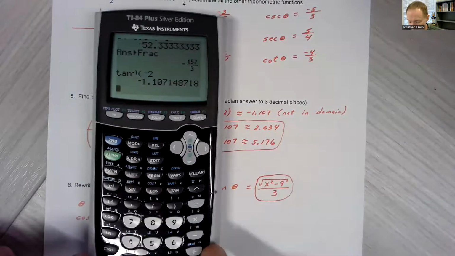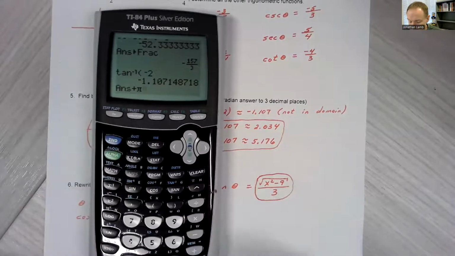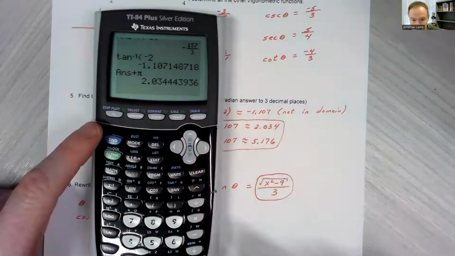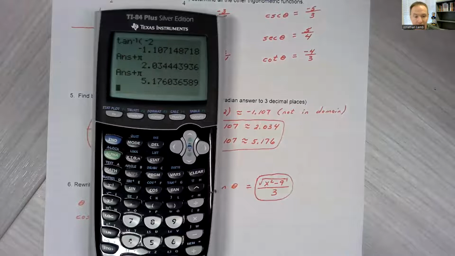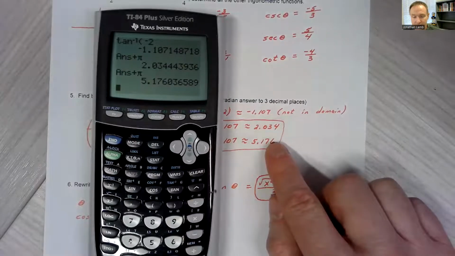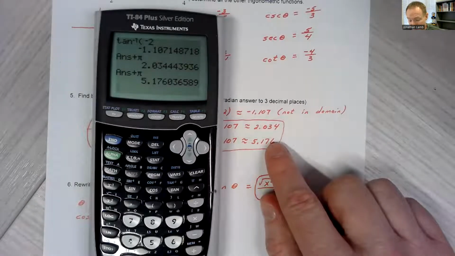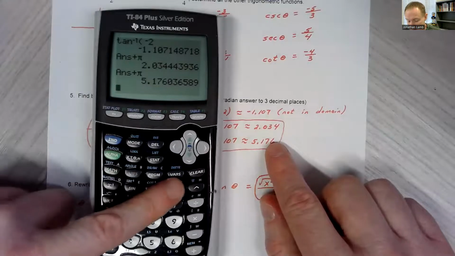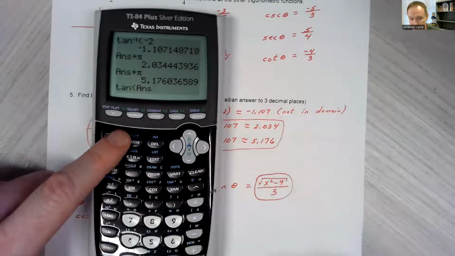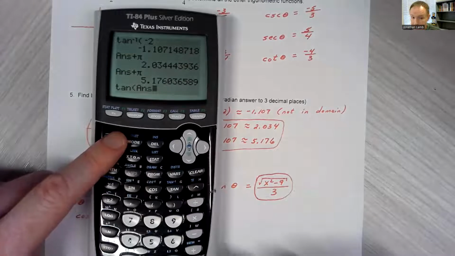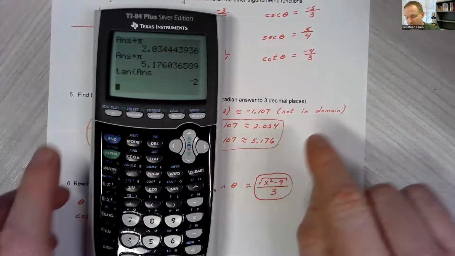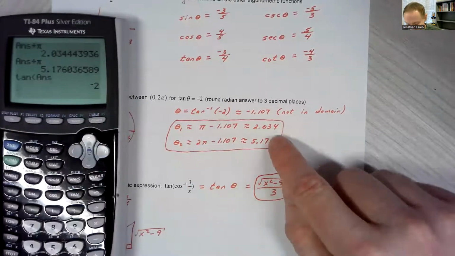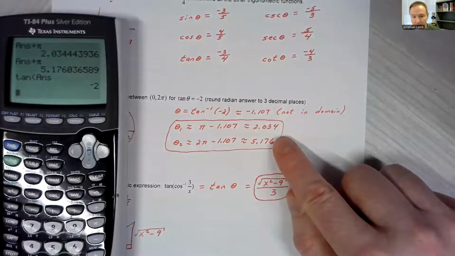So please notice here, if I add 2 pi to that, oh, that's just adding pi. That's the other value. Let me add pi again. If I add 2 pi to it, I get the 5.176. Now, in order to check that answer, I can easily say the tangent of that angle, this better give me a negative 2, or I've proven myself wrong. Boom, it does. Okay, so that would give me confirmation. Yes, that's an angle between 0 and 2 pi such that the tangent is negative 2.